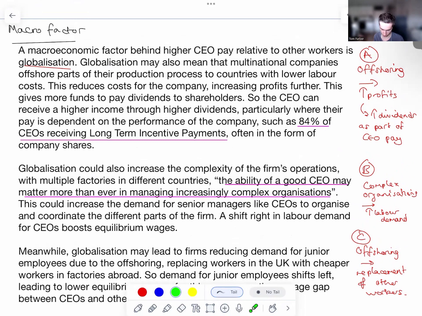So, globalization may mean multinationals offshore parts of their production process to the countries with lower labor costs. So that reduces costs for the company, increasing profits. That gives more funds for dividends for shareholders. And so the CEO, if they're paid in terms of company shares, such as these long-term incentive payments mentioned in part of the extract, then they can also receive higher dividends. They would effectively be shareholders themselves.